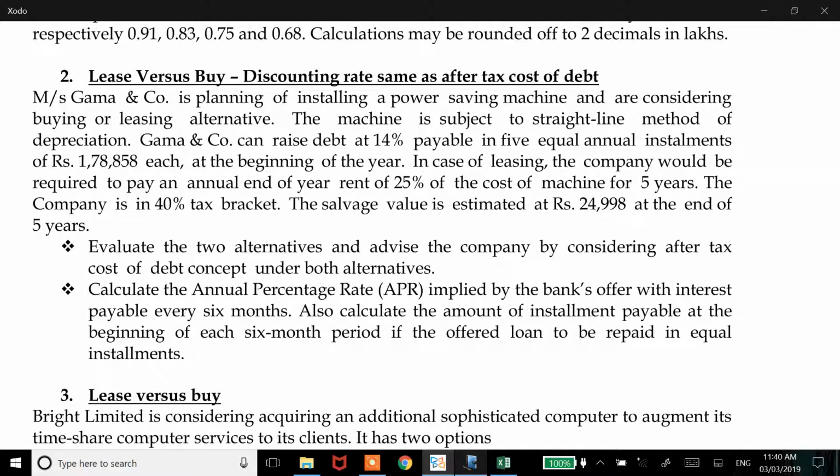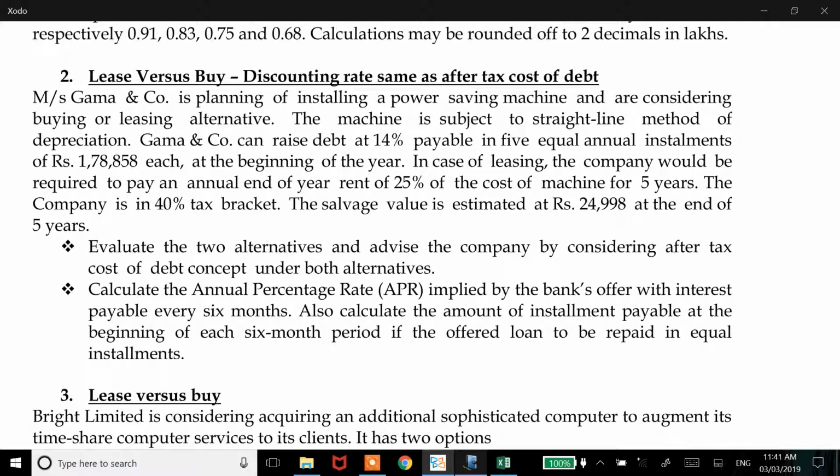Okay. Now in this question, the interest rate is 14%. What should be the discount rate for this question? What discount rate should we use? 8.4%. So the discount rate is going to be same as after tax cost of debt. We are going to use the shortcut to get the answer. Even if you do in the long approach, you are going to get the same answer.